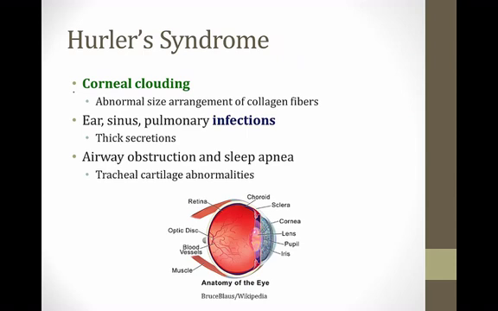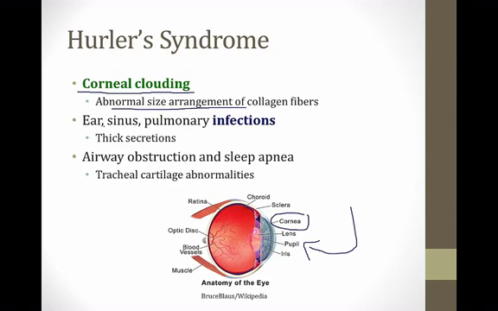Another important and characteristic feature of Hurler's syndrome is corneal clouding. Recall that the cornea is the layer of the eye that sits on top of the lens. It's at the front of the eye, and it becomes clouded in Hurler's syndrome, and this is something that's easy to see on physical exam. This results from abnormal size and arrangement of collagen fibers in the cornea.